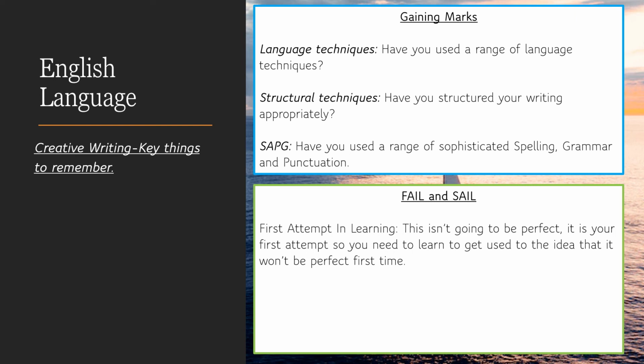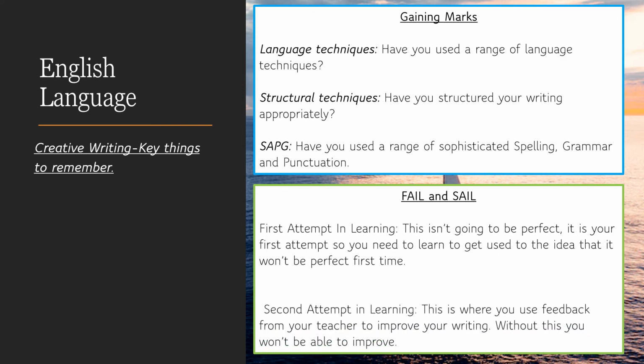The main thing to do with this one is that it's actually more valuable, because you're supposed to go back, identify the areas that need to be improved and learn as you progress through the process. And then when you get onto the second attempt in learning, this is where you use feedback from your teacher to improve your writing. Without this, you won't be able to improve.